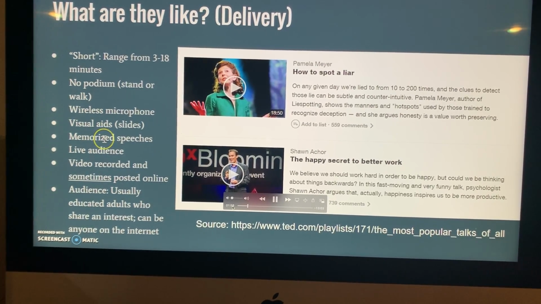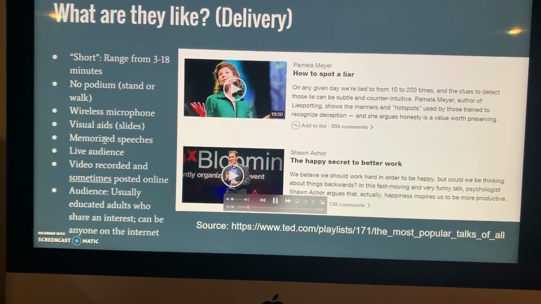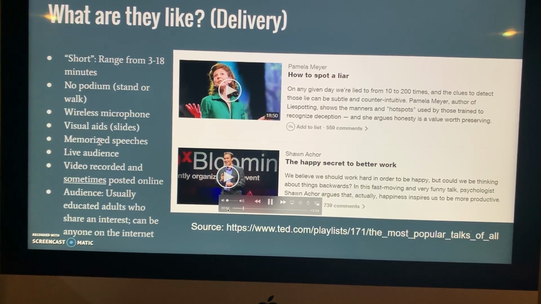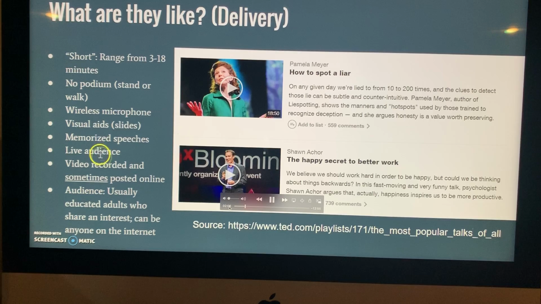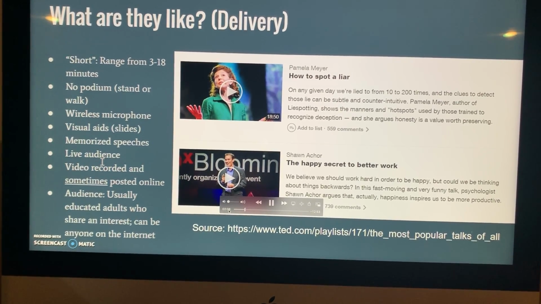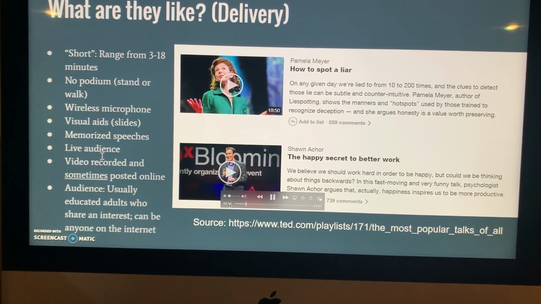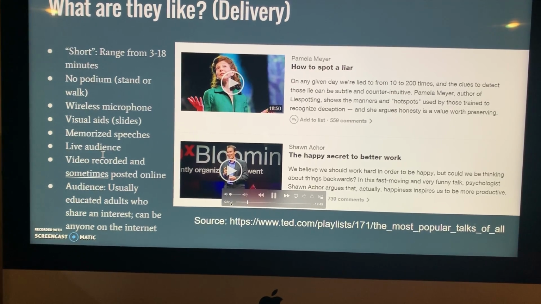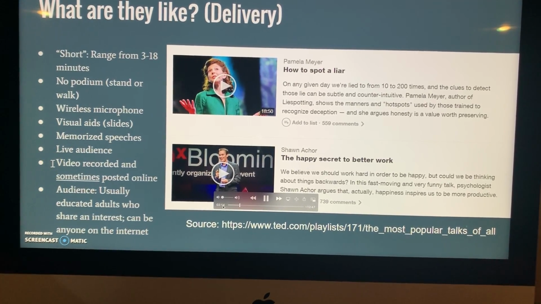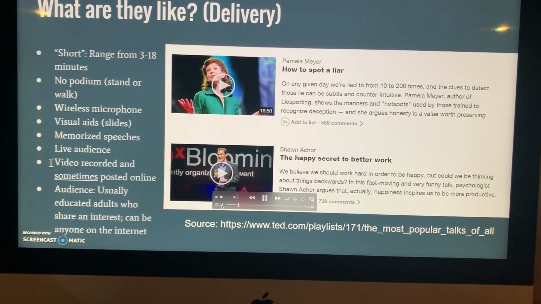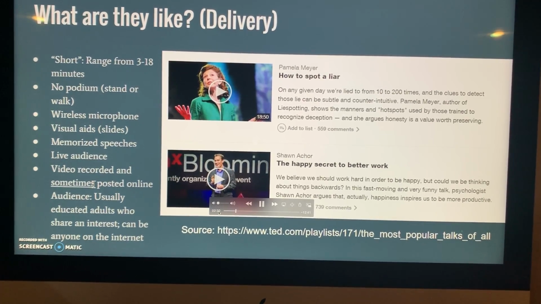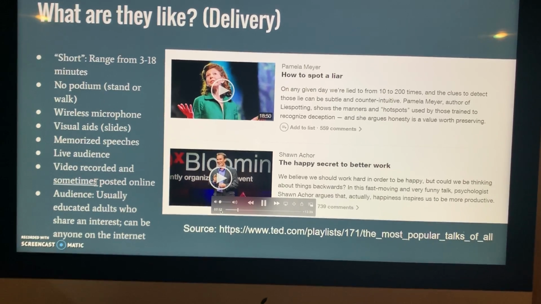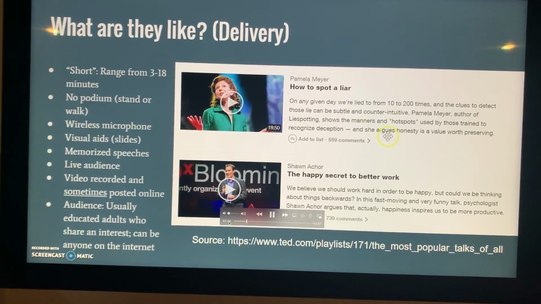They usually have a wireless microphone. Most of the time, there are visual aids. So for this, I would like you to have some type of visual. We'll talk about that later and how that's going to work with this new setting we're using. There is usually a live audience, and sometimes they are posted online. But usually the audience is educated adults, or it might be somebody who shares a similar interest in the topic. But it really can be just about anything.